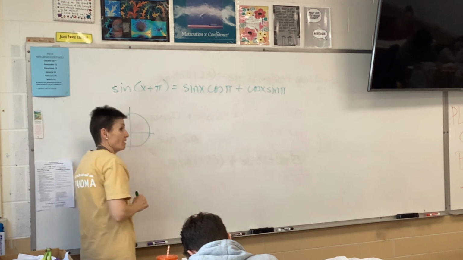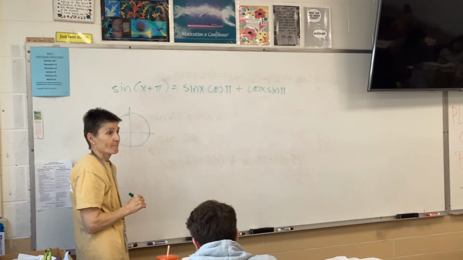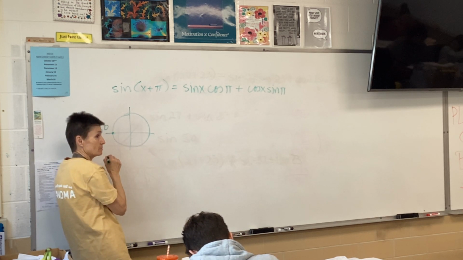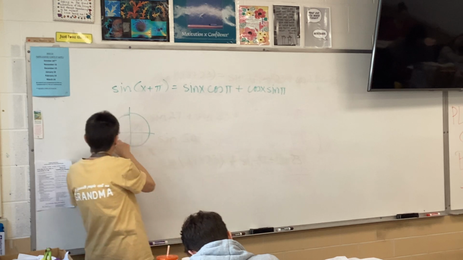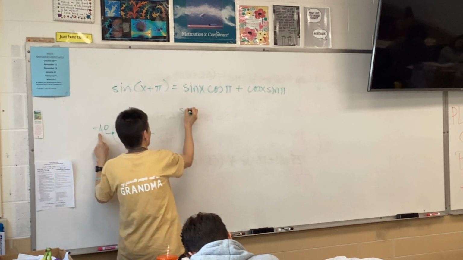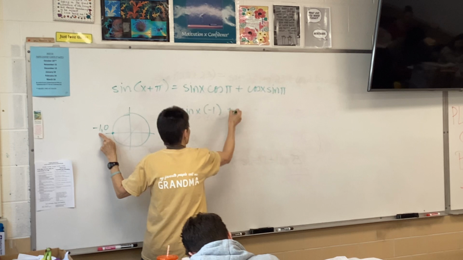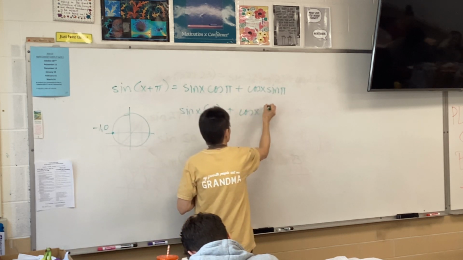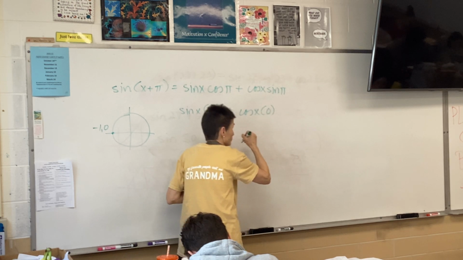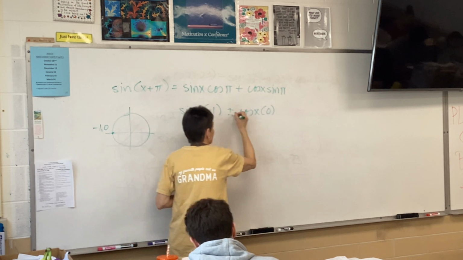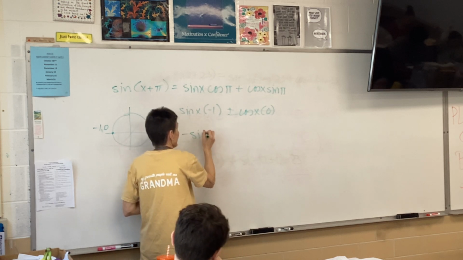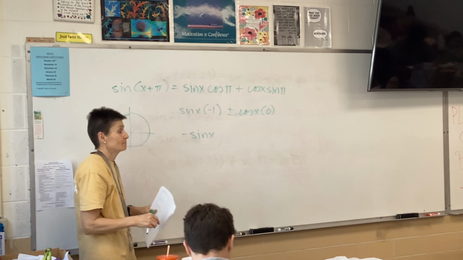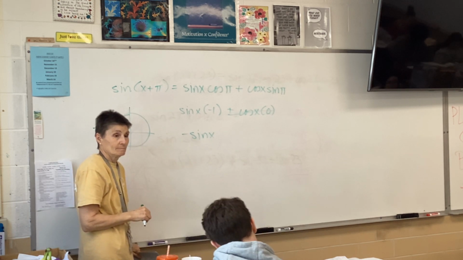Where is pi on the circle? Right here, right? Negative 1, 0. So cosine pi is negative 1, and sine pi is 0. So that's gone, and we're left with negative sine x, which is what we wanted. Easy?